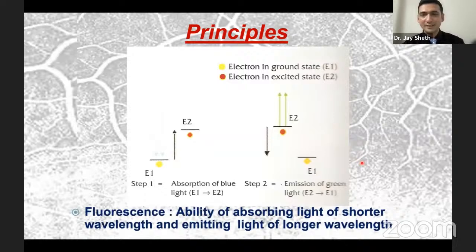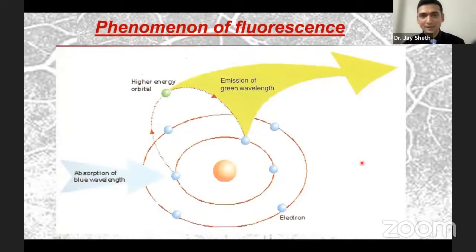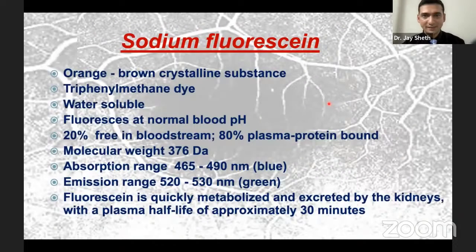Fluorescence is the ability of absorbing light of a shorter wavelength and emitting light of a longer wavelength. This is just a depiction of exactly what happens. Here we can see that this electron is in the inner orbit, and when it is stimulated by the blue light, it goes into the higher orbit. Once it comes back to its original orbit, the difference is emitted as a green wavelength that is captured by the machine, and that is how fluorescein angiography works in these eyes.